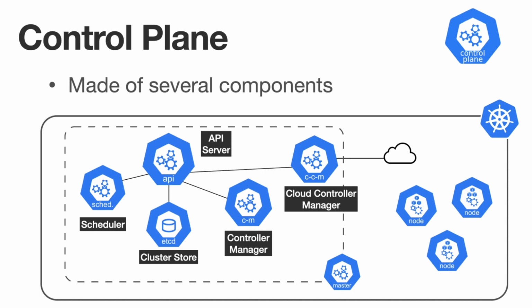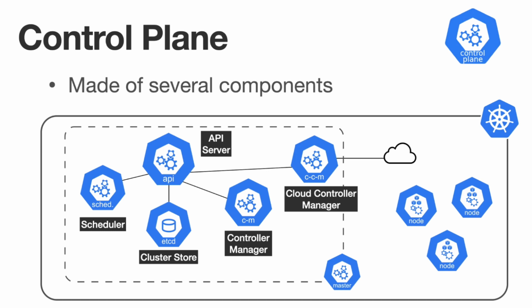Next is the cloud control manager. If your cluster is running on a cloud provider like AWS or Google Cloud, the cloud control manager helps the cluster communicate with cloud provider services and resources. Now this is something you should note. The master node and the control plane components work together to keep each Kubernetes cluster working and running smoothly.